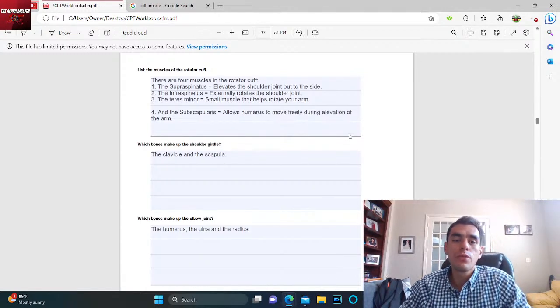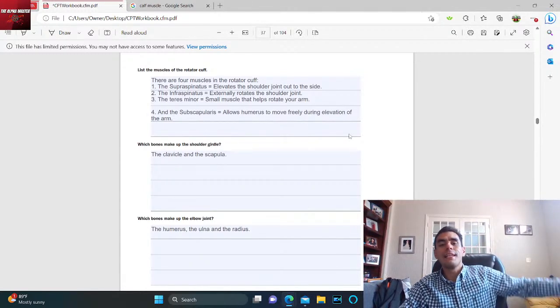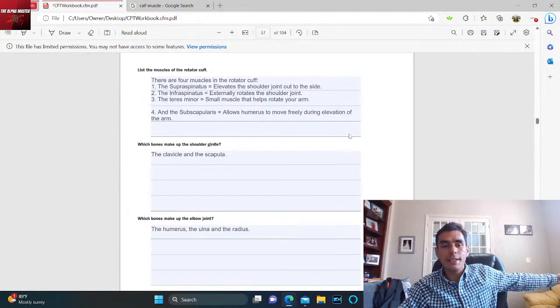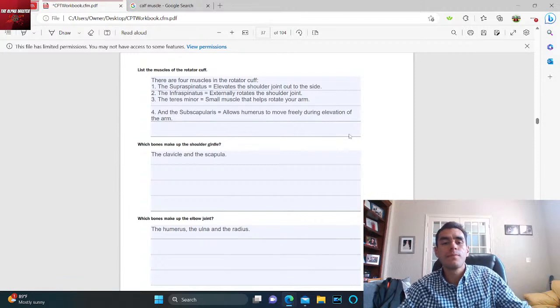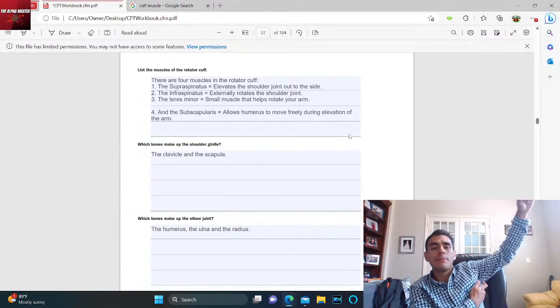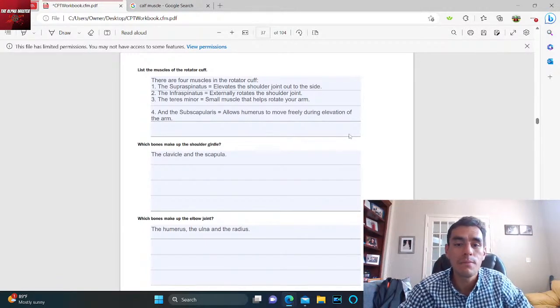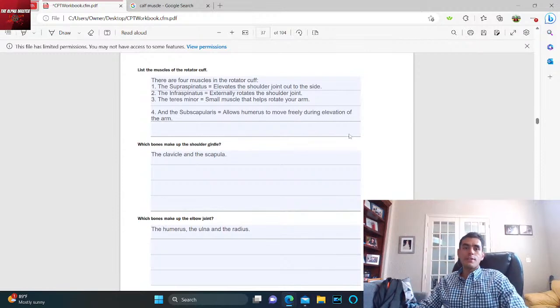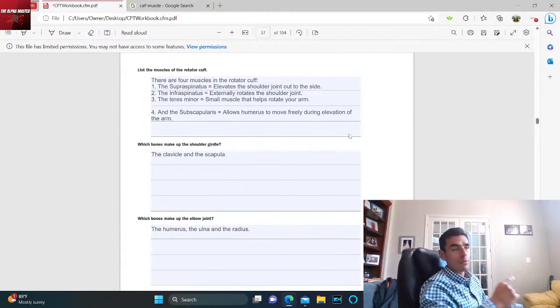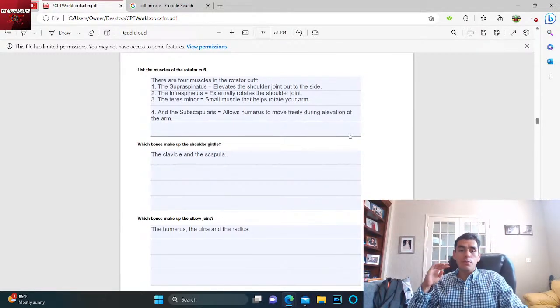The supraspinatus, which is going to be the one that elevates the shoulder joint out to the side. The infraspinatus, which externally rotates the shoulder joint. The teres minor, which is the axilla muscle, a small muscle that helps rotate your arm. And the subscapularis, which allows the humerus to move freely during elevation of the arms. So four muscles of the rotator cuff: the supraspinatus, infraspinatus, teres minor, and subscapularis.